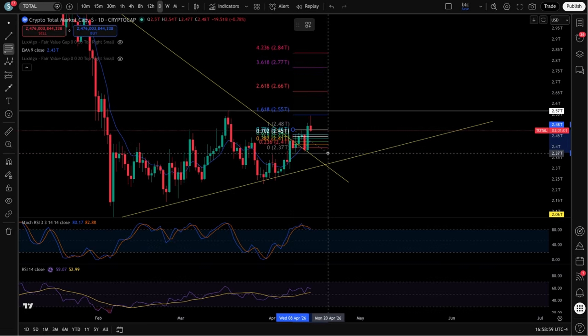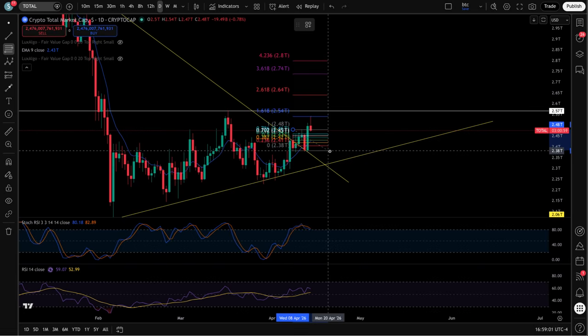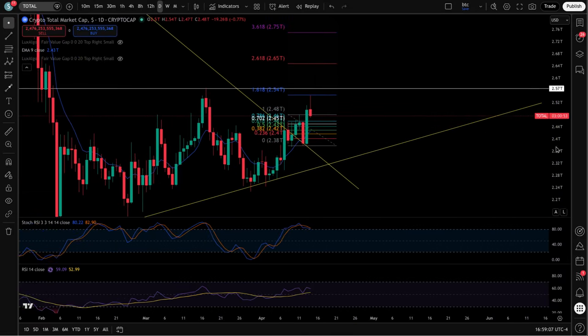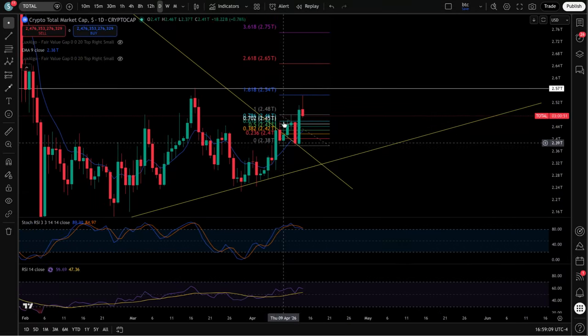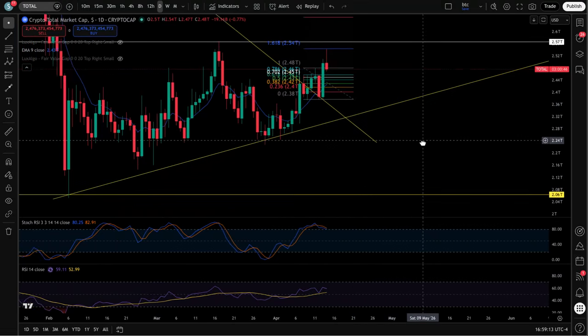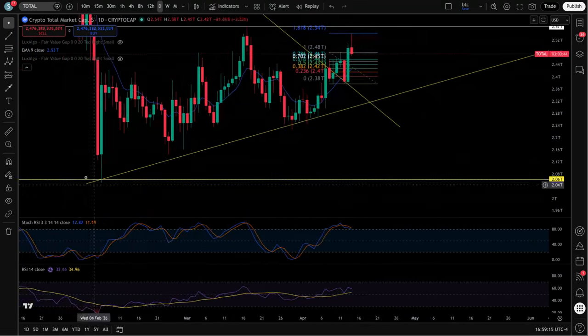Excuse me there, clearing my throat, allergy time. Look at that. Look how that fib works. Absolutely beautiful. Nailed that right on the head. Absolutely nailed it. Now I'll be looking for an ABC more likely to come in here, and then a charge hopefully back up to the upside.